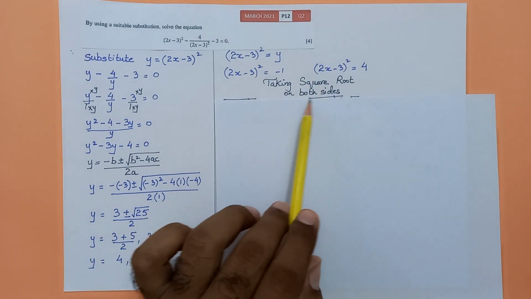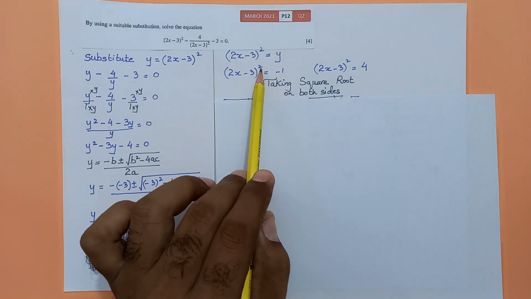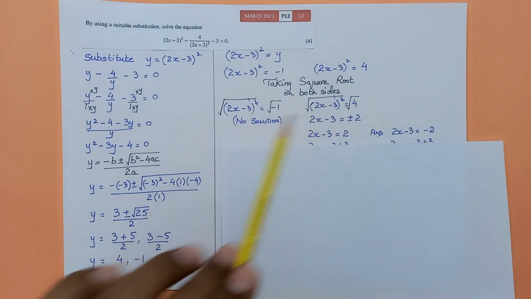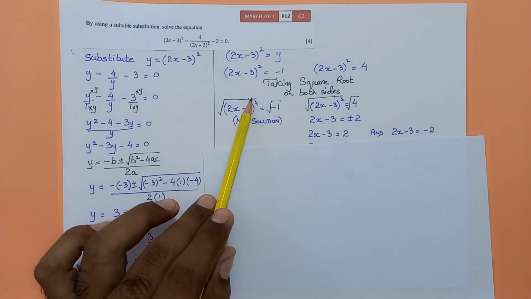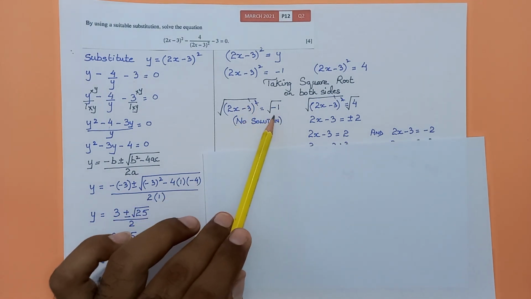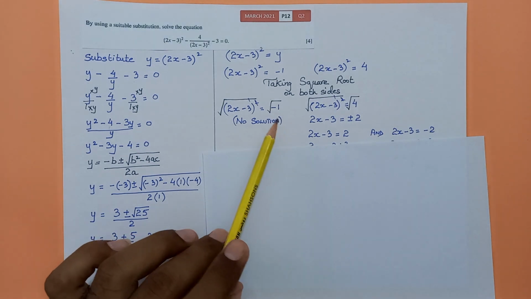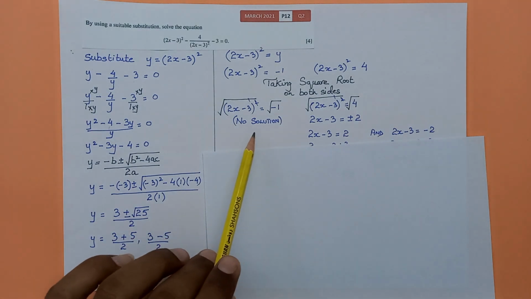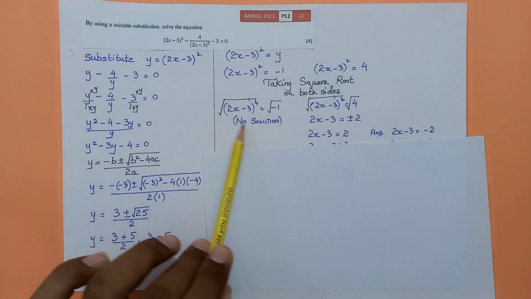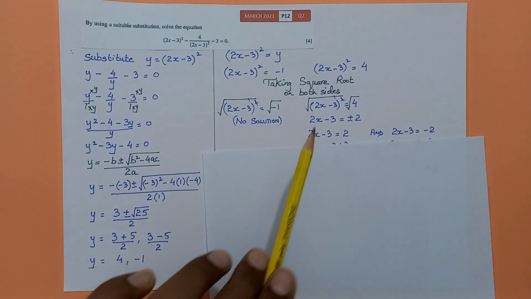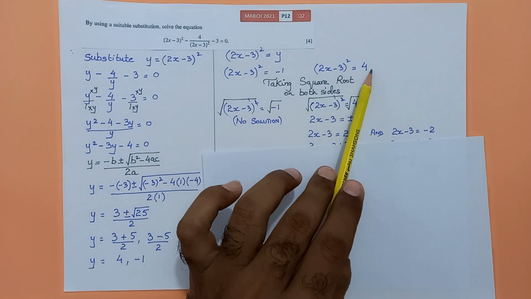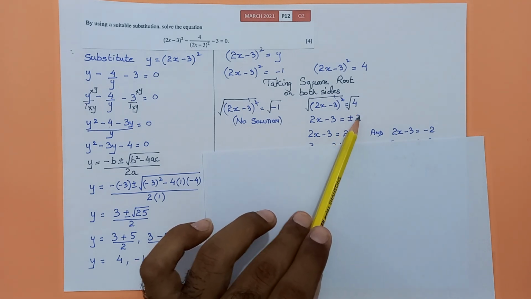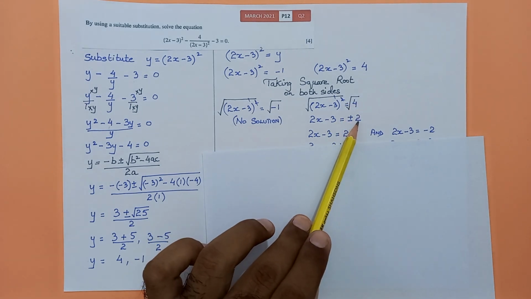So taking square root on both sides so that we could remove this square. If we just take the square root of this one, we can see we have the square root of -1, and definitely we don't have a real answer for that. No real solution would exist, therefore definitely there is no solution for such a condition. But if we take the square root on this side, definitely it would result in a positive and a negative value for the square root of 4, which is 2.